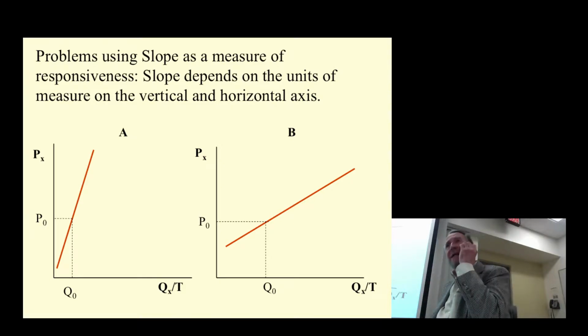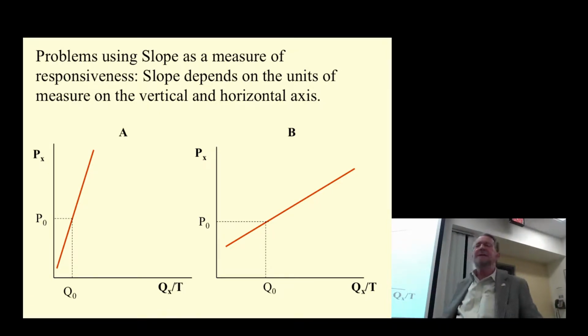The problem with using slope as our measure of responsiveness is that slope is subject to changes in the specification of the units that are being measured, either on the horizontal or on the vertical.